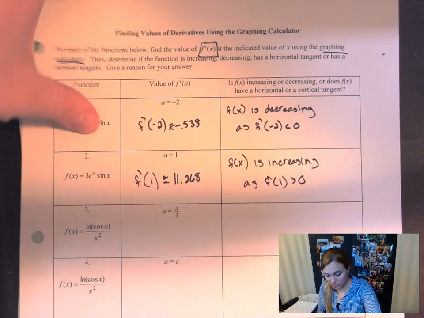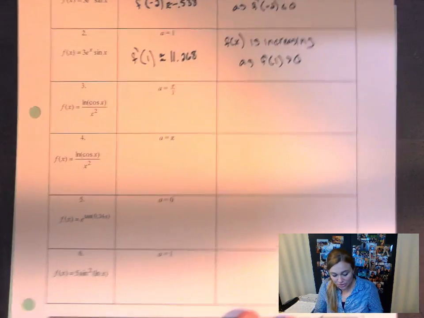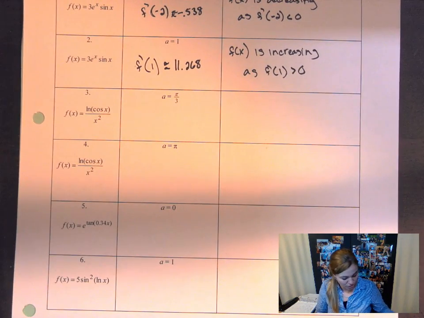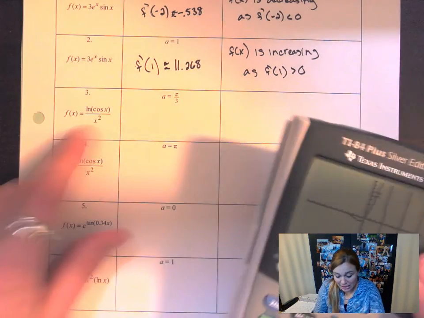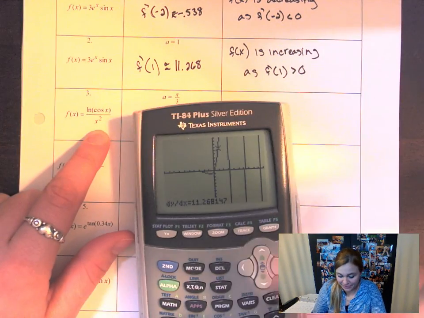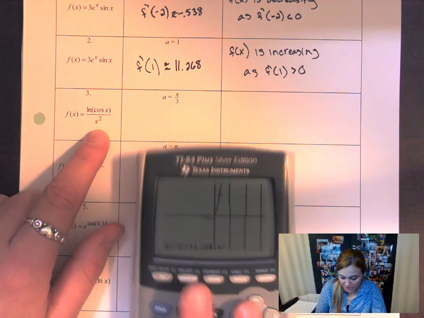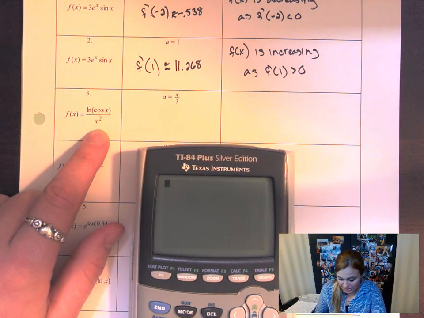Okay, then I have another one. You can choose either way to do this. I just want to show you a couple things that could happen in your graph. So the natural log of cosine of x over x squared. Fun. Okay, let's go. I'm going to go back to my home screen because I like doing it this way.